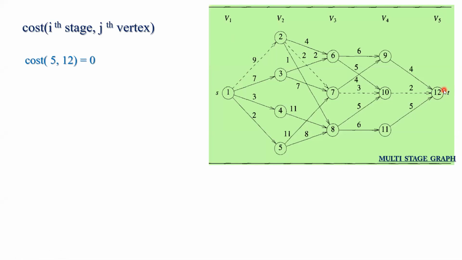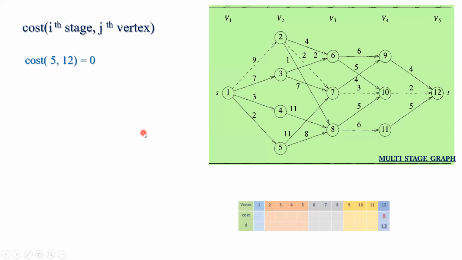The cost from a node to itself is 0, of course, and hence I have written 0. Destination 12 to 12 is 0. So initially I'll write the cost of 5th stage, 12th vertex as 0.